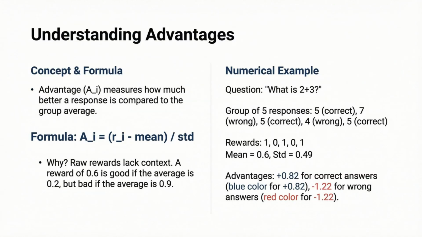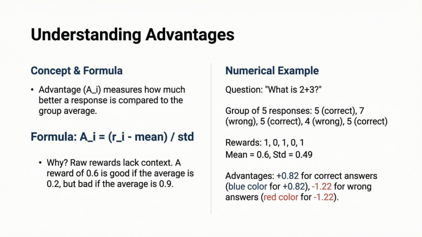So how do we actually calculate these advantages in GRPO? Let us use a simple example. Imagine I ask you, what is 2 plus 3? And I get 5 responses. Let us say the rewards are 1, 0, 1, 0, 1. What is the average reward here? It is 0.6. Now, if we normalize these rewards by subtracting the mean and dividing by the standard deviation, the correct answers, with a reward of 1, would get a positive advantage of plus 0.82. The incorrect answers, with a reward of 0, would get a negative advantage of minus 1.22.